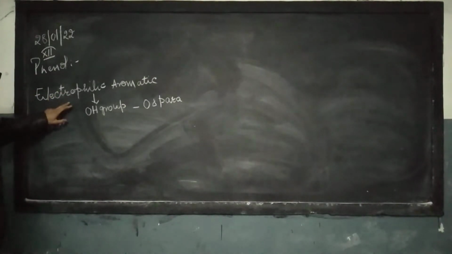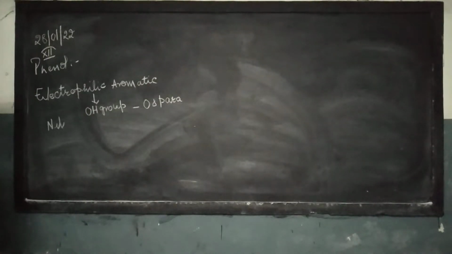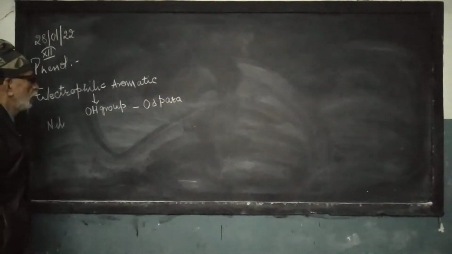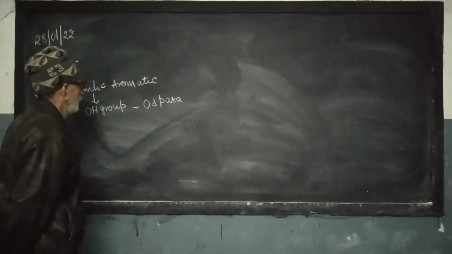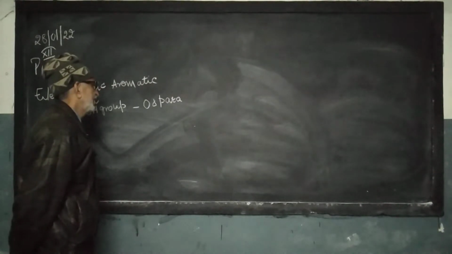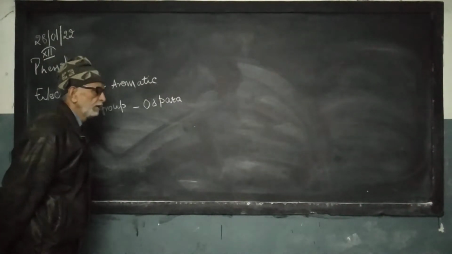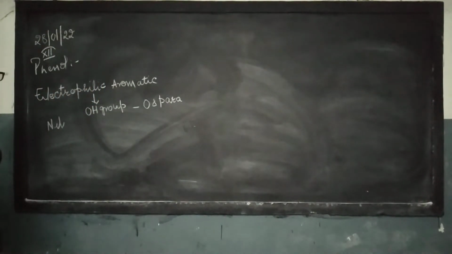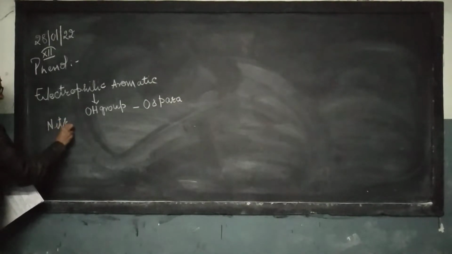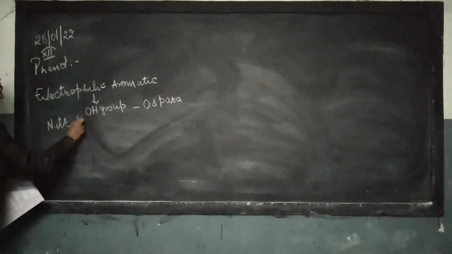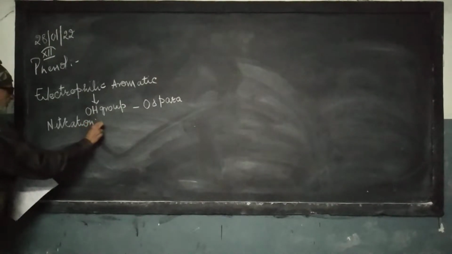Good morning, students. Today we are going to discuss the electrophilic aromatic properties of phenol. The OH group of phenol is ortho and para directing. What does it mean? It will form ortho and para isomers. Our first property is nitration.